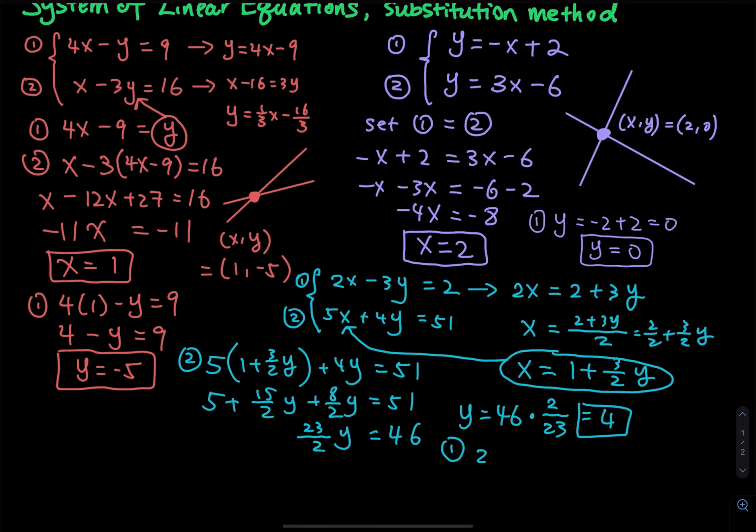You have 2x minus 3 times 4 equals 2. So 3 times 4 is 12. 2 plus 12 is 14. 14 divided by 2 equals 7. So x equals 7. So now that is my solution: y equals 4 and x equals 7.